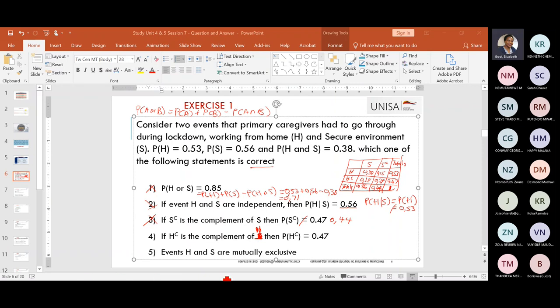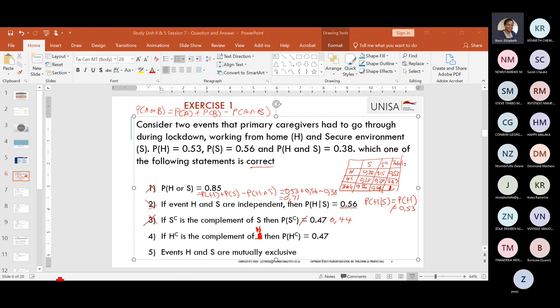Event H and S are mutually exclusive. H and S, and they gave it to us there. Are they mutually exclusive? No, they are not mutually exclusive because they are equal to 0.38. And the only answer there would have been number 4. And that's how you will answer some of these questions.